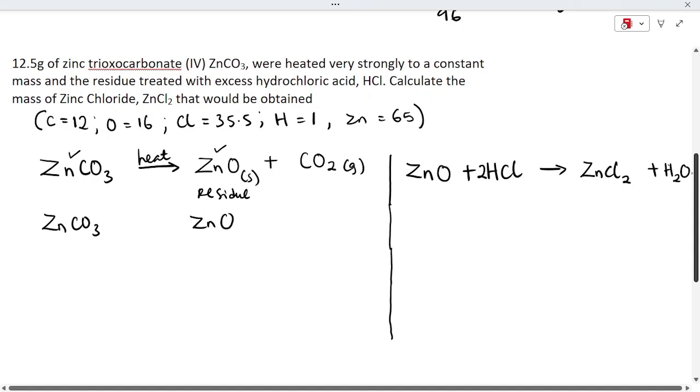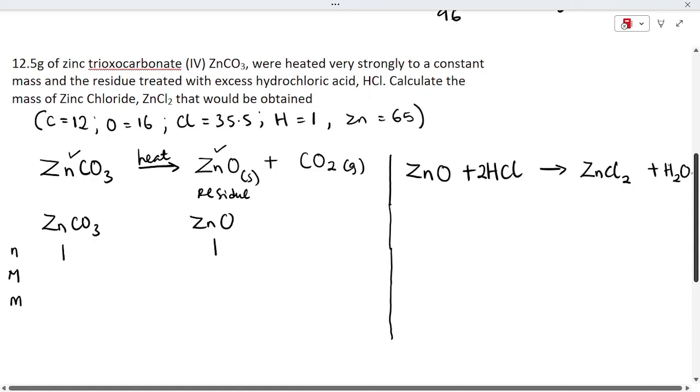Again, first thing first, get the number of moles. We get the molar mass. Since it's just mass to mass relationship, it is easier that way. And then we get the reacting mass. The number of moles, since there's no number in front, that means 1. For zinc oxide, that is 1. The molar mass means add all the atomic masses together.